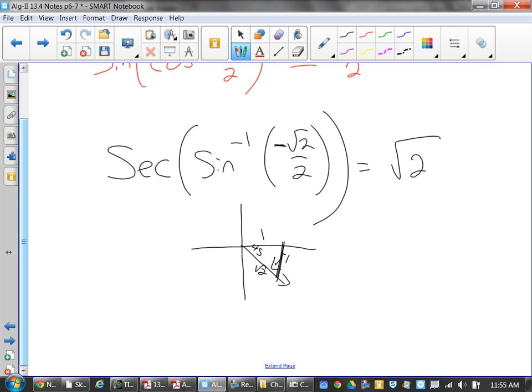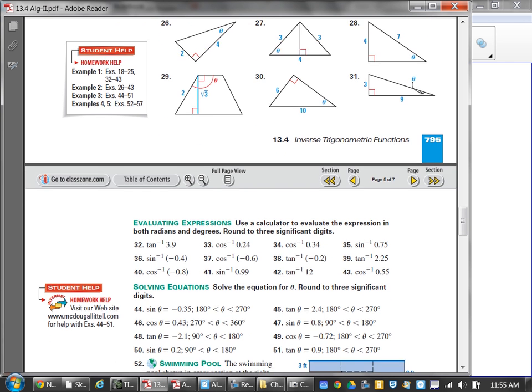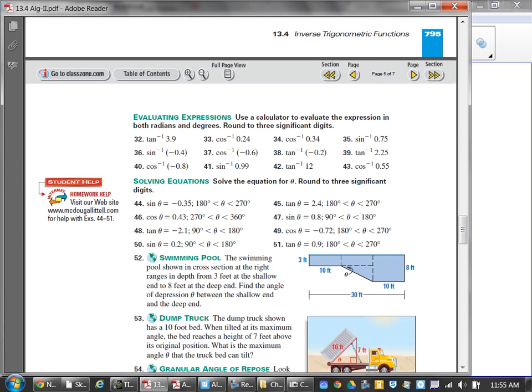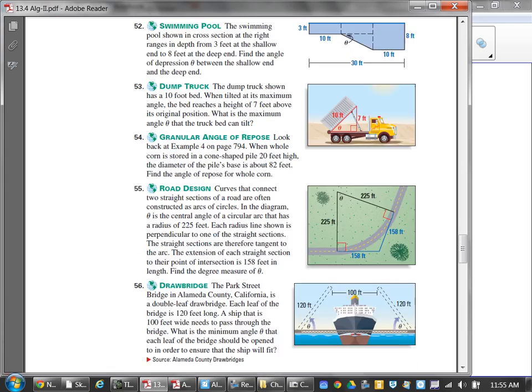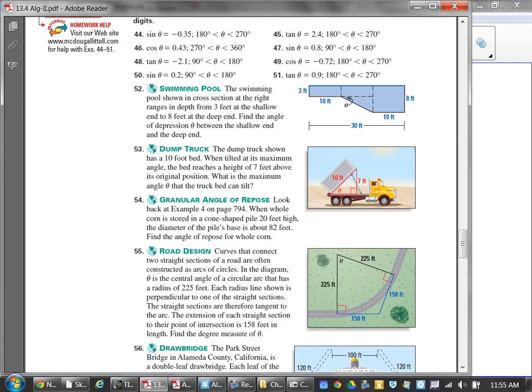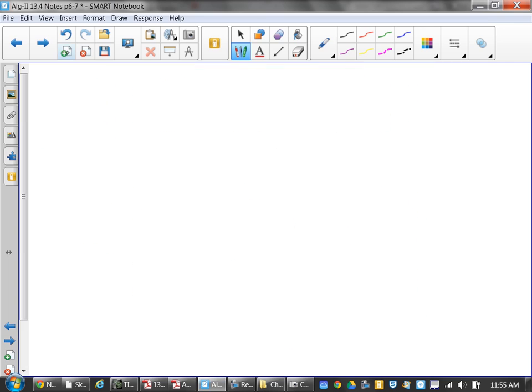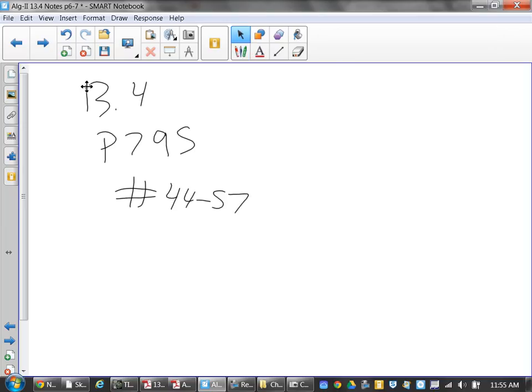Here's what I want you to do. Same section, was it 13.4? Let's do 44 through 57. So 13.4, page 795. Work on those, and we'll build out.